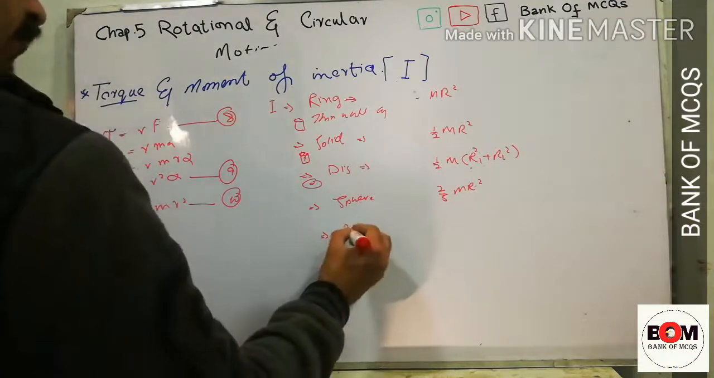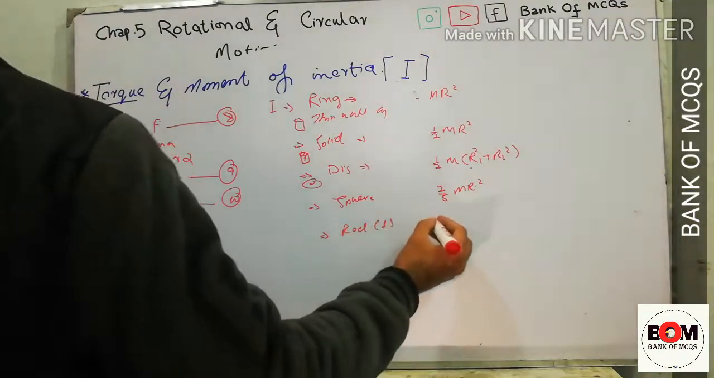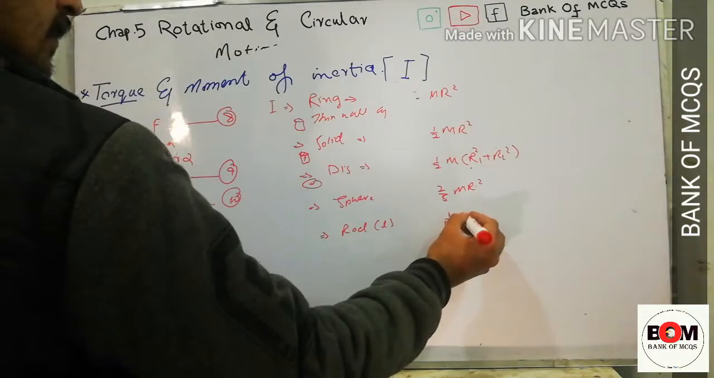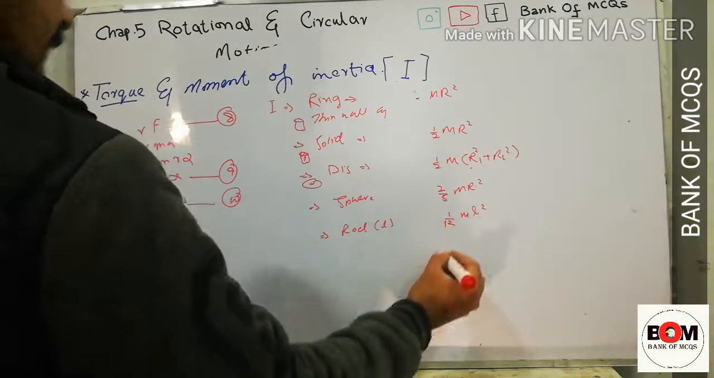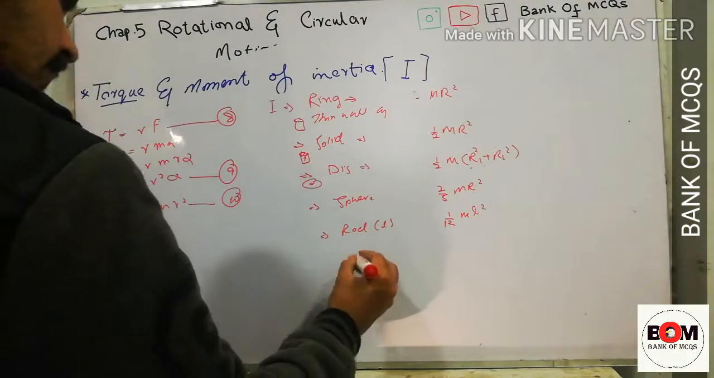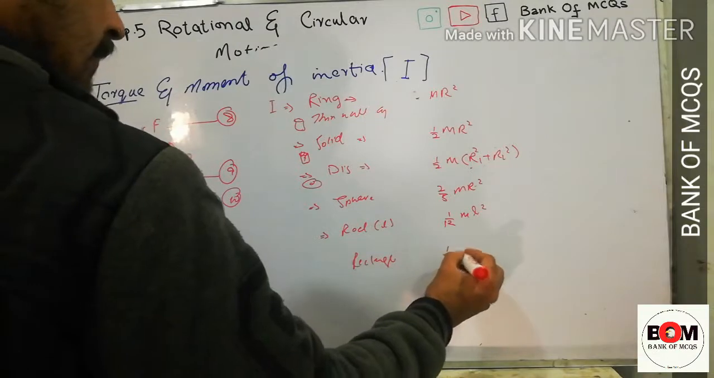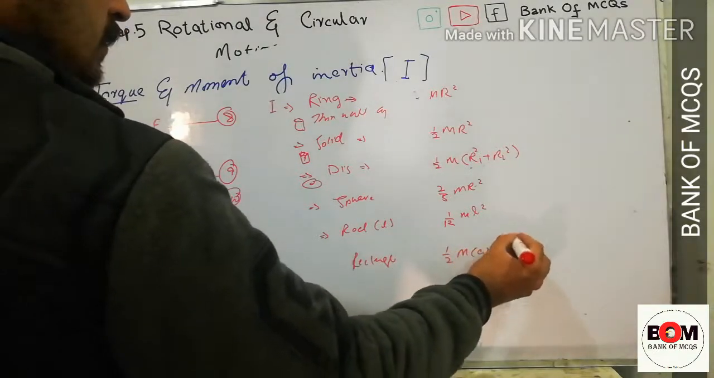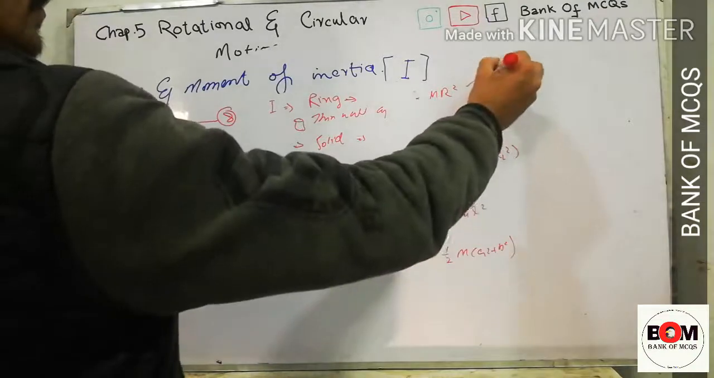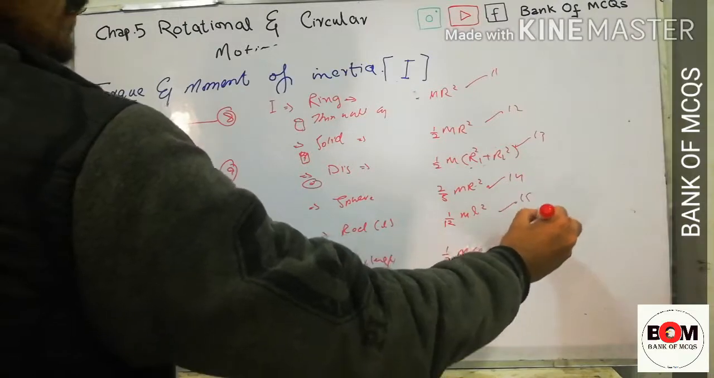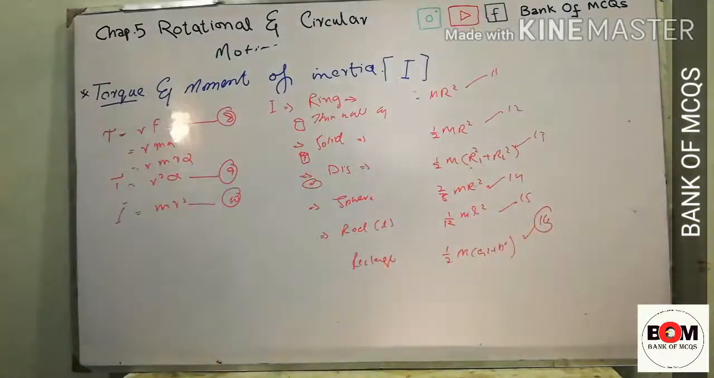Another is if we have a rod of length L, for that I is equal to 1 by 12 m L square. And if we have a rectangle, for a rectangle I is equal to 1 by 12 m into a square plus b square. So these are points number 11, 12, 13, 14, 15, 16, and further on I will show you how this moment of inertia affects the velocity of the body.